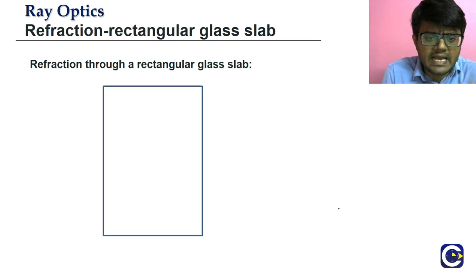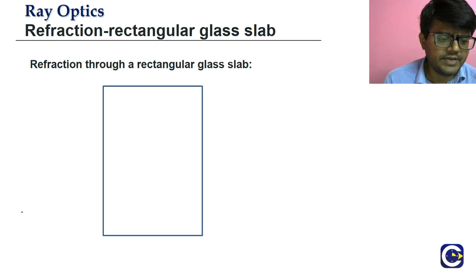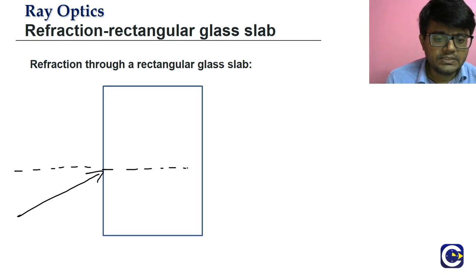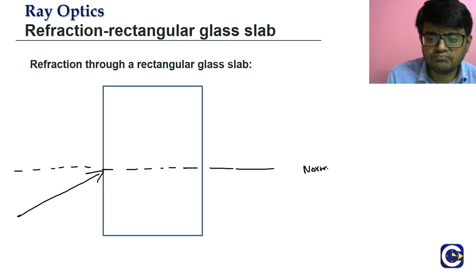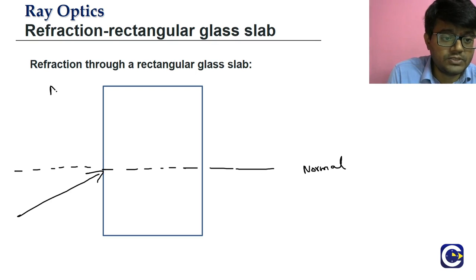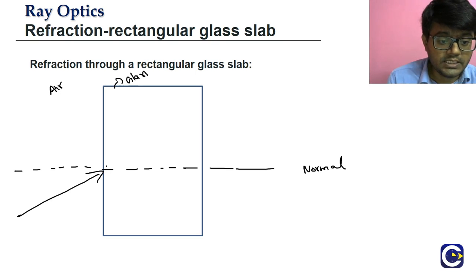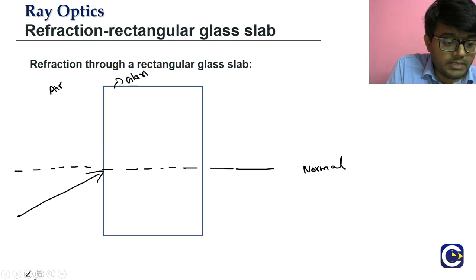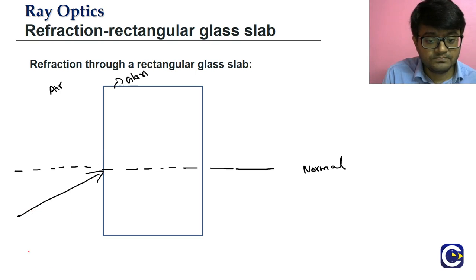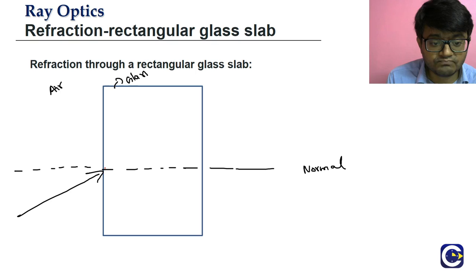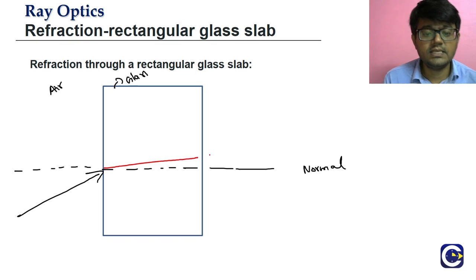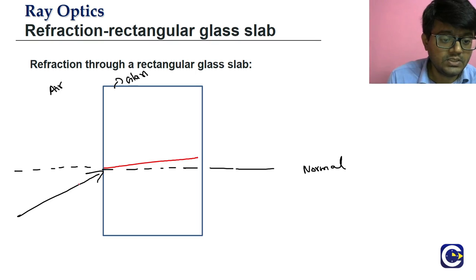If you look at a rectangular glass slab like this, let us say we are making a ray incident. Now what would happen is, this is the normal line, there will be a bending. Here, assume that on this side we have air and this is the glass material, which is optically denser. So the light ray would be bending towards the normal. It will bend towards the normal, and let's say this is the path of the light ray in the glass. So this is the incident angle I and this is the angle R.